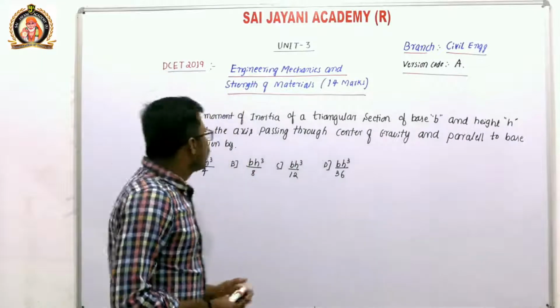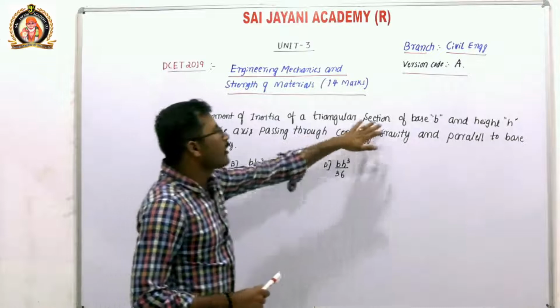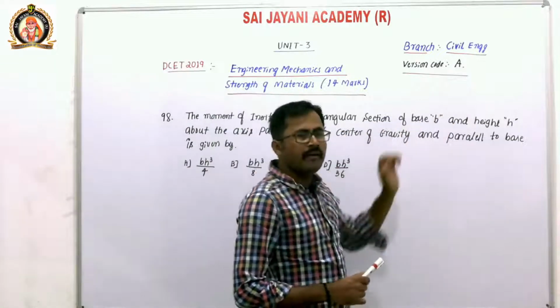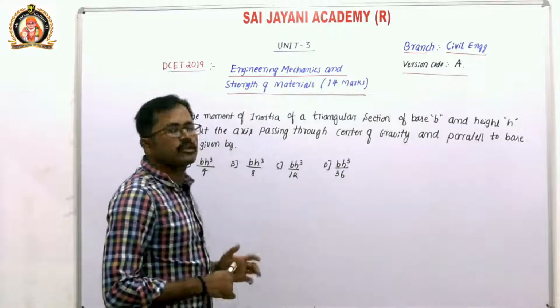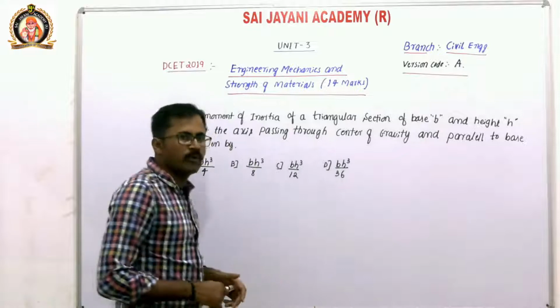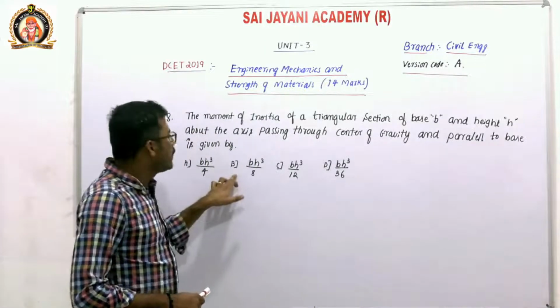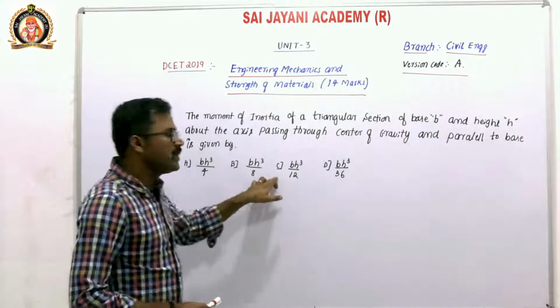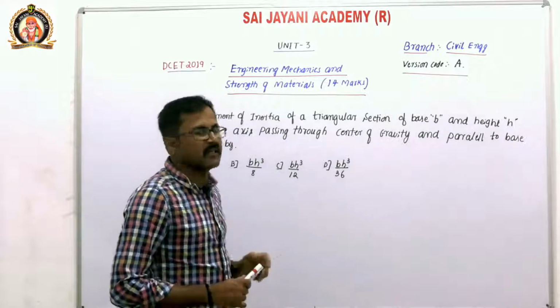So, next question, question number 98. The moment of inertia of a triangular section of base B and height h about the axis passing through the center of gravity and parallel to base is given by: option A, bh cube by 4; option B, bh cube by 8; option C, bh cube by 12; option D, bh cube divided by 36.